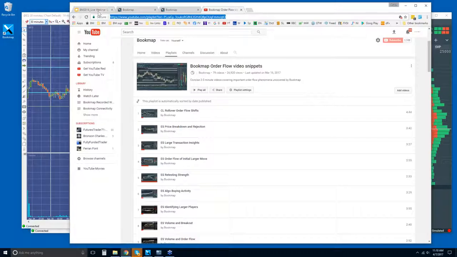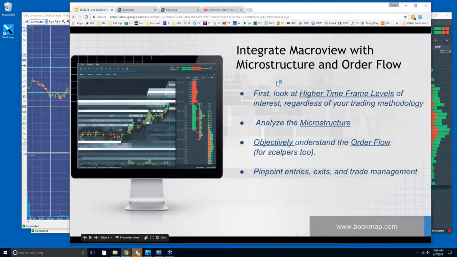So let's move on, and let's start with integrating Bookmap and order flow into our macro view. We'll start with a macro view, then we're going to look at the microstructure in Bookmap, and then we're going to look at the order flow. Those higher time frame levels are what's of interest, regardless of how you trade. I'm just going to use some very simple techniques that most people can understand, and it's not any sort of trading plan or approach. It's just looking at some sort of levels.